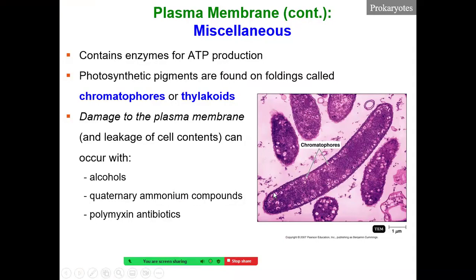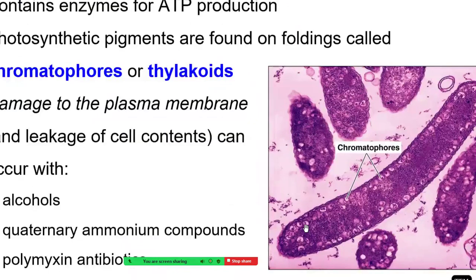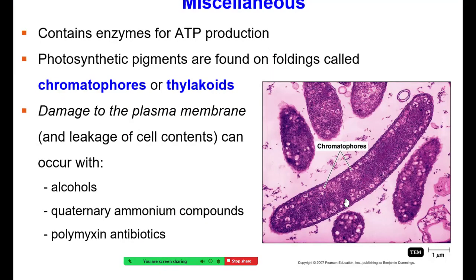So here we have the cell membrane. The cell wall is on the outside, but the cell membrane in this cell isn't going along the inside of the cell wall. The cell membrane is actually going like this, and then going around, then going like that, and then going around. So these are, in this case, chromatophores, which contain the photosynthetic pigments of a photosynthetic prokaryote.